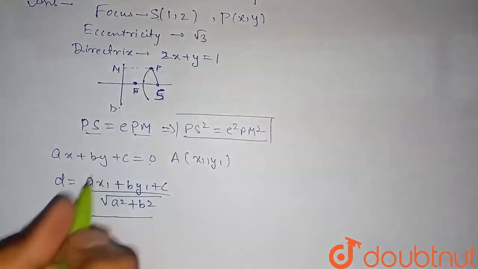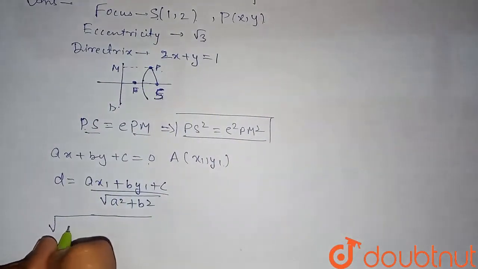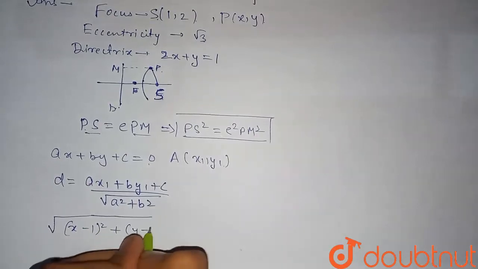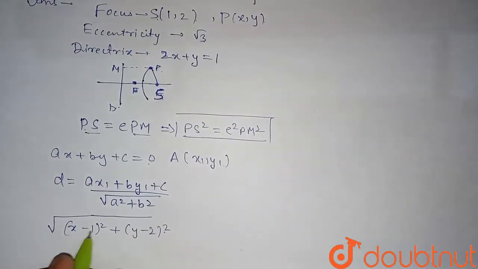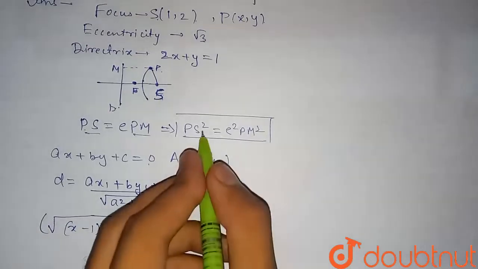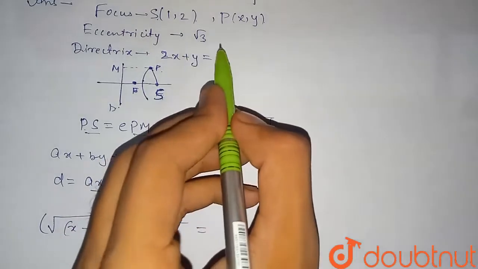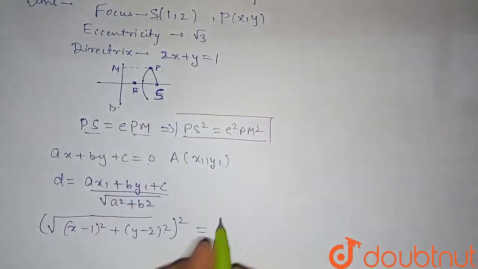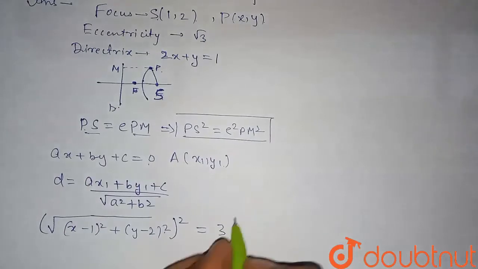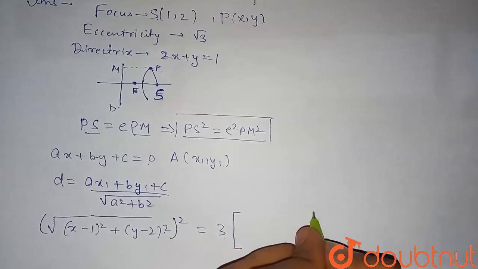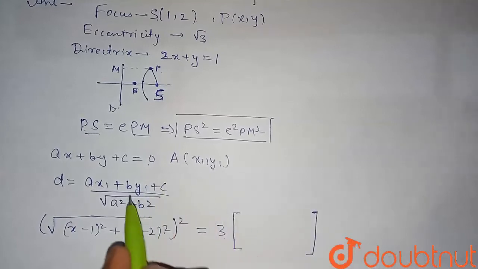So we write our distance formula equation: (x minus 1) whole square plus (y minus 2) whole square. Basically this is the value of our PS square. Here we substitute e square: the eccentricity is root 3, so e square comes out to be 3. And this will be PM square, so we put a bracket here and use the formula.